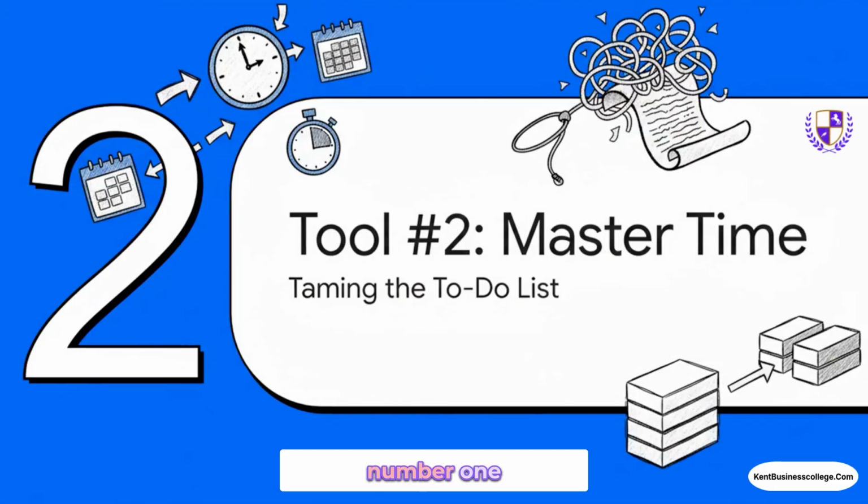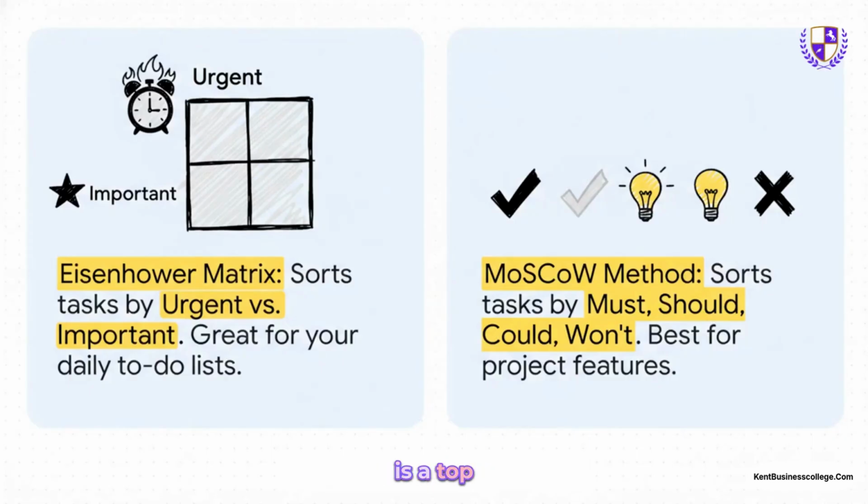Okay, tool number 1 in the bag. You've got the people puzzle sorted. Now for tool number 2, mastering your time and finally taming that wild to-do list. When it feels like everything is a top priority, how on earth do you choose what to do first? Well, here are 2 great methods.